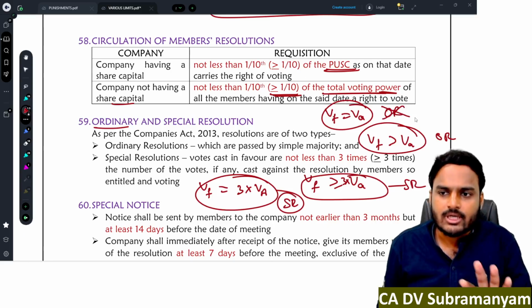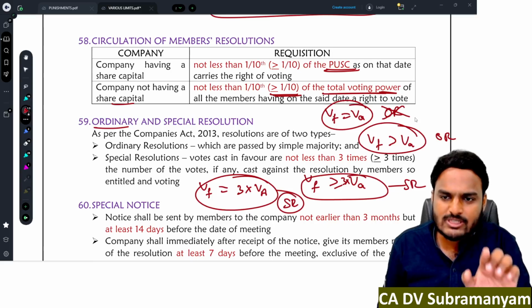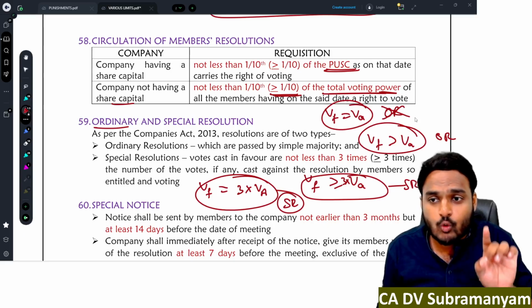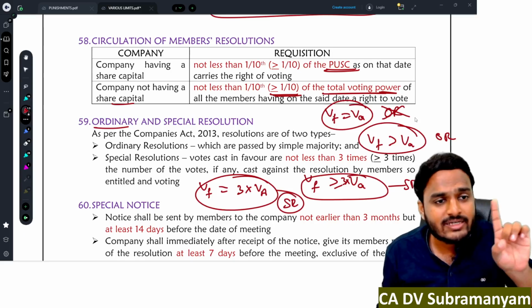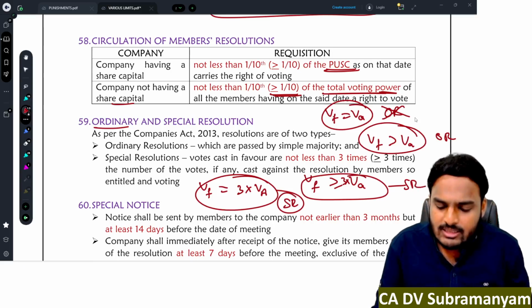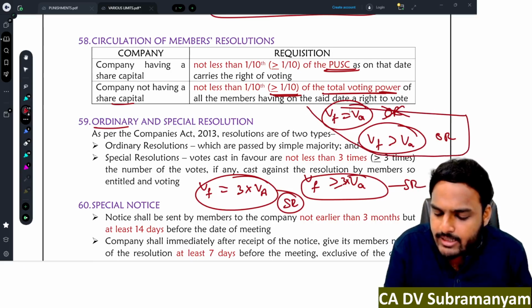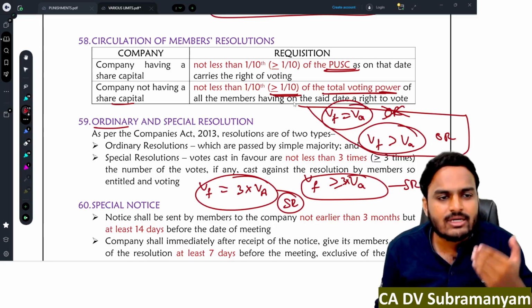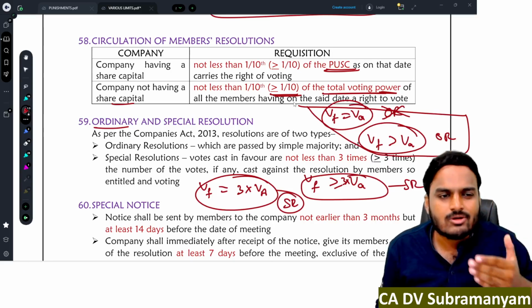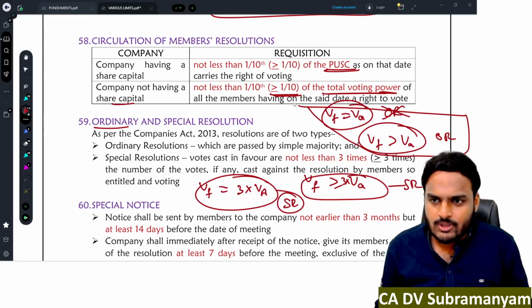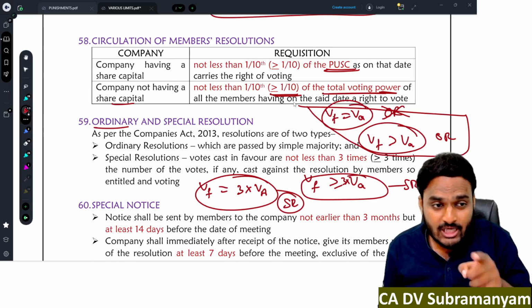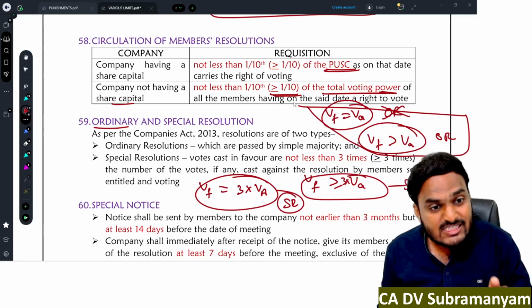Are you getting my point? Equality is possible in special resolution. Votes in favor equal to 3 times of votes against. Whereas in ordinary resolution, if votes in favor equal votes against, you can't declare it as an ordinary resolution. In such cases, the chairman of the meeting will be given a casting vote right, an additional vote right. So he will declare whether the resolution is to be passed or not. Understood? Votes in favor equal to votes against, not ordinary resolution. Votes in favor equal to 3 times of votes against, special resolution.